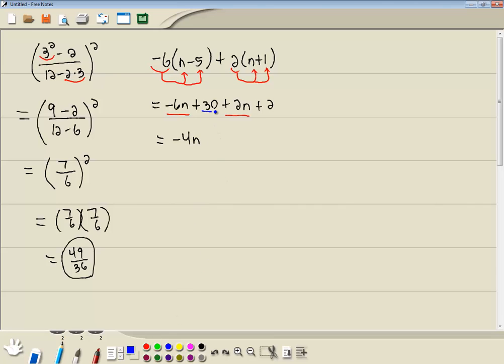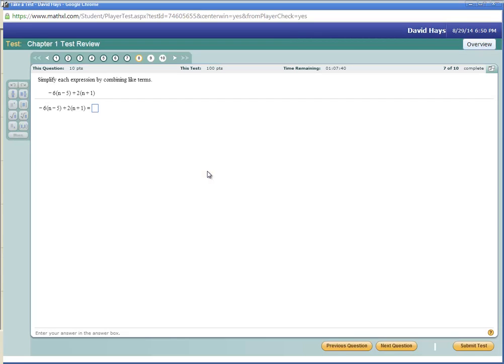And you should always combine numbers together. Here we have 30 plus 2. That gives us 32. So that would be our answer: negative 4n plus 32.